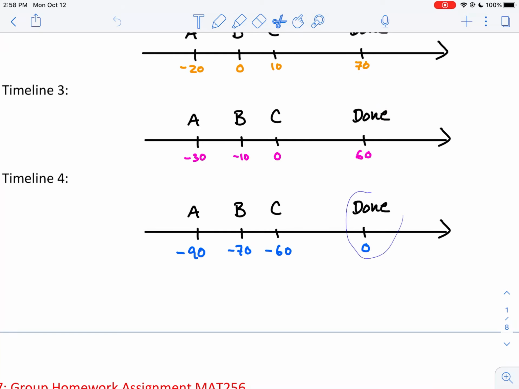And then finally, in the last frame of reference, if they finish at time 0, then Amy started 90 seconds before, so she's at time -90. Bill started 70 seconds before that, so he's at time -70. And Cade was 10 seconds later than Bill, so that's at time -60.